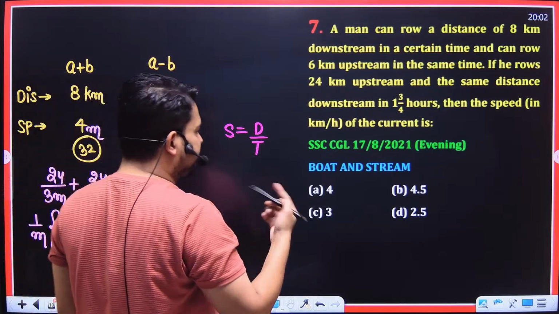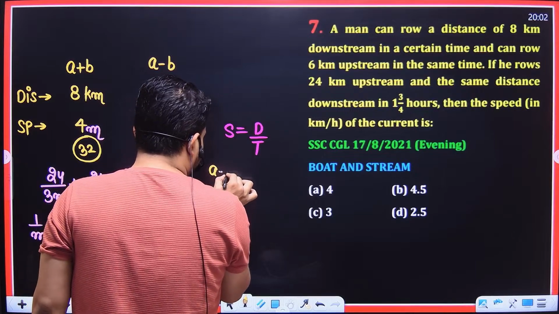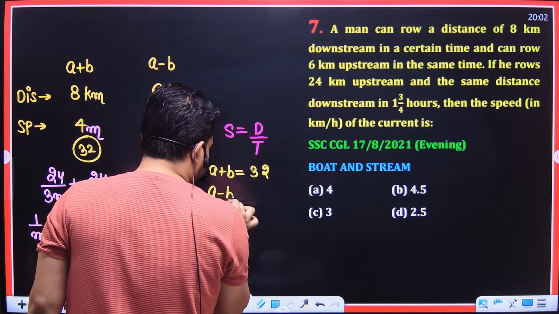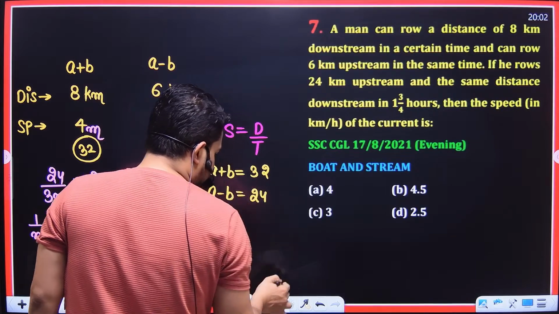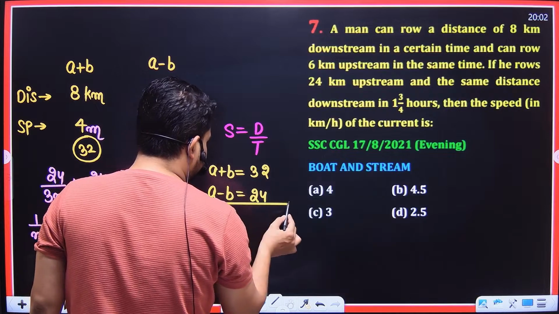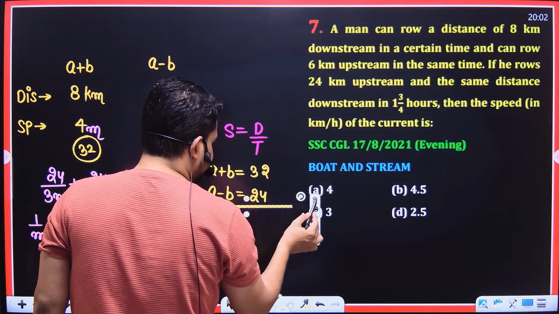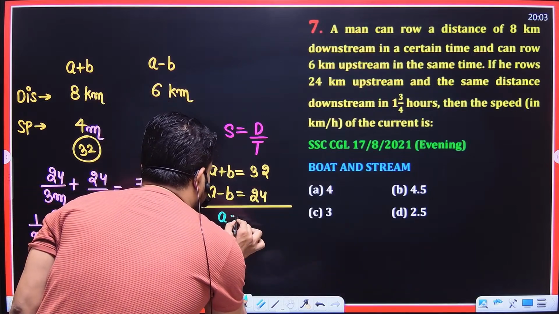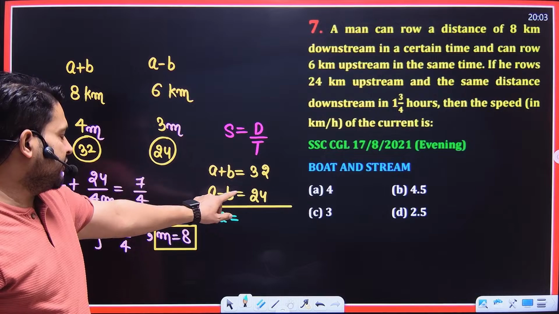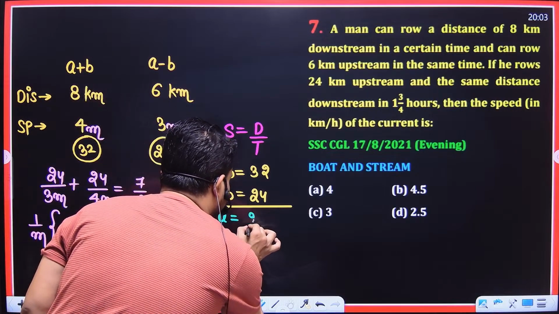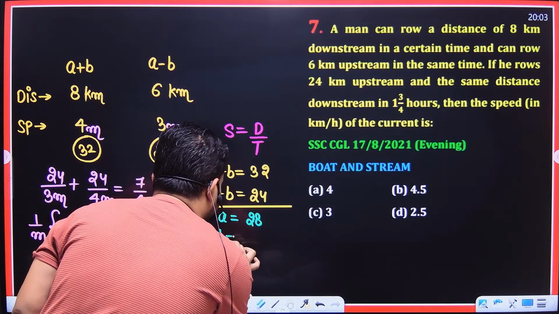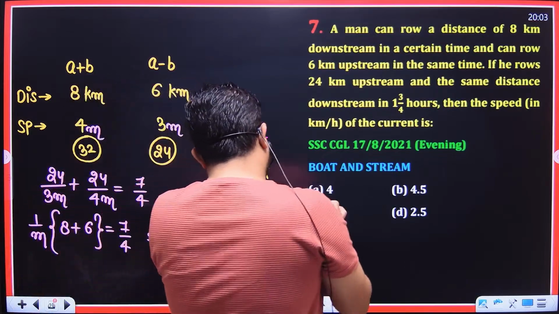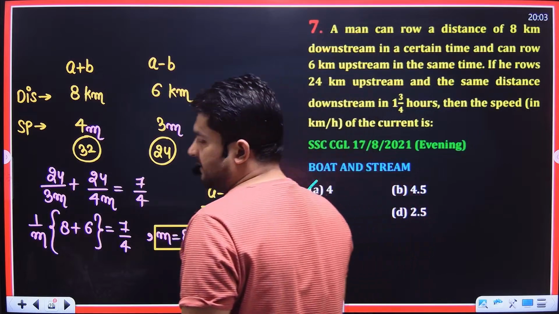If you want to calculate b, see, a plus b is 32 and a minus b is equal to 24. I have told you how you can solve these equations if a plus b and a minus b are given. The value of a is equal to, you add them and divide by 2. So 32 plus 24 is 56, by 2 is 28. And if you want to calculate b, you subtract them and divide by 2. So 4 km per hour is the speed of the stream, that is b. This is the complete concept of this question.